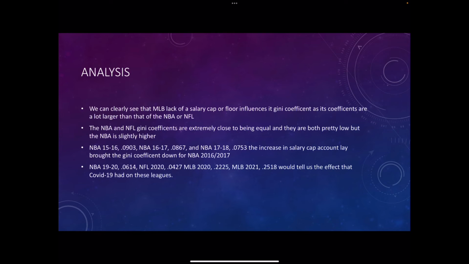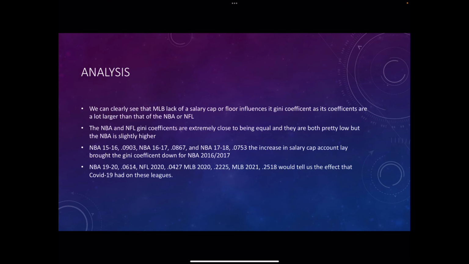We can also see from these data points, the 2015-2016 season, 16-17, and 17-18 in the NBA, that the increase of the salary cap in 2016 didn't bring an increase in Gini coefficient. This is because the amount of money being spent doesn't really affect Gini coefficient. If all teams are spending money, then there's no real effect to Gini coefficient. And since the salary cap went up for every team, there was really no effect for the Gini coefficient at all.